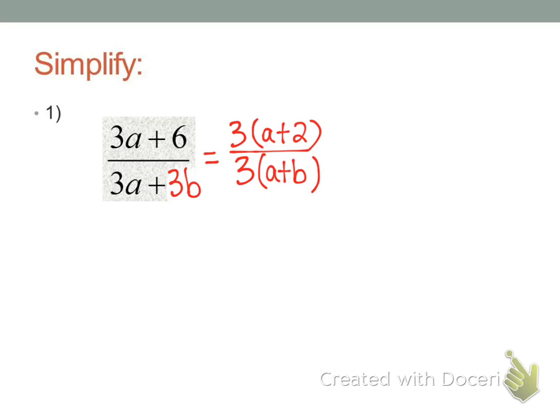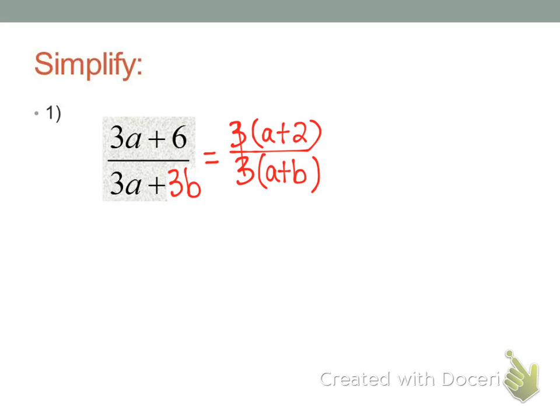Now, what's a common factor from both my numerator and my denominator? 3. The 3. Now, the parentheses binomials are stuck together. So we cannot cancel out those a's because they are attached to different things. This one's got a plus 2, this one's got a plus b. So the a's cannot cancel out. The 3's can because they are out in front of parentheses. They're on their own.